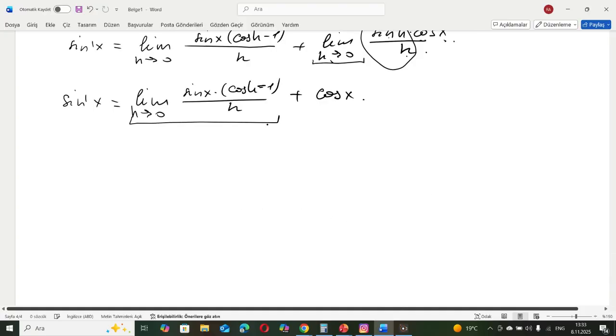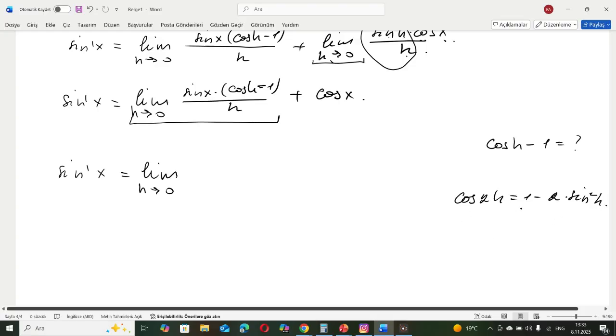And we have the problem, as you can see here, the sine x times (cosine h minus 1) divided by h. So let's simplify it a bit. The derivative of sine x is equal to the limit when h goes to 0. Let's first find cosine h minus 1. What is cosine h minus 1? We know that cosine 2h minus 1 is equal to minus 2 times the square of sine h, right? So cosine h minus 1 is equal to just minus 2 times the square of sine h divided by 2, right?